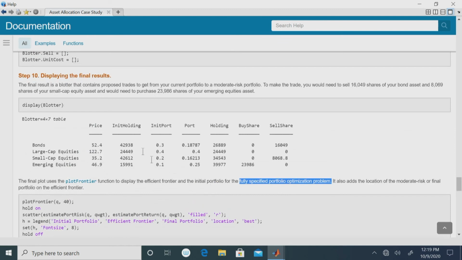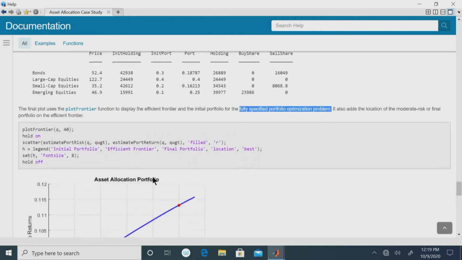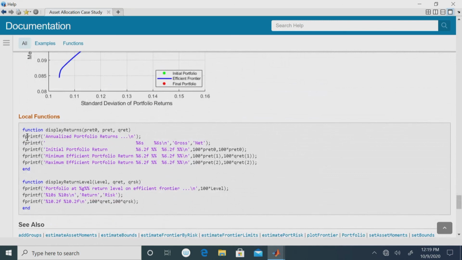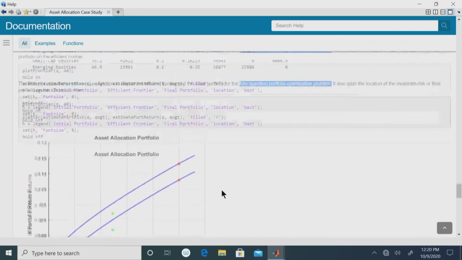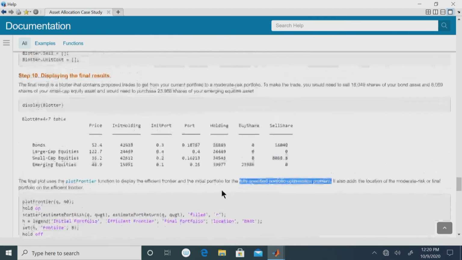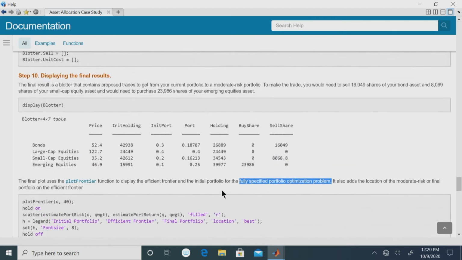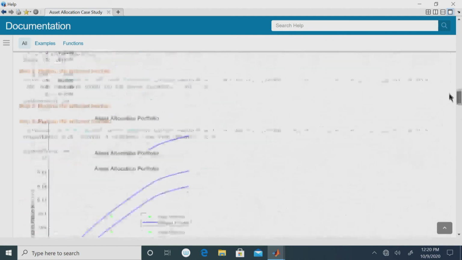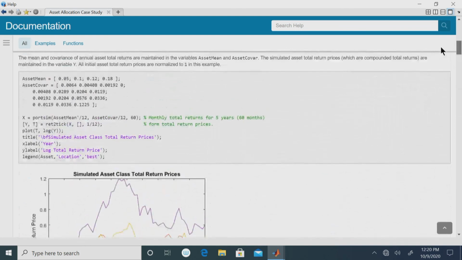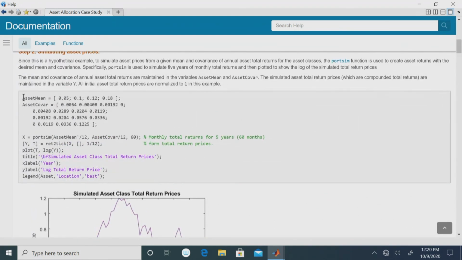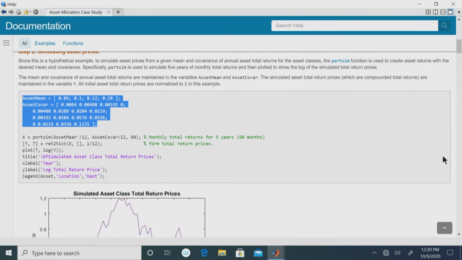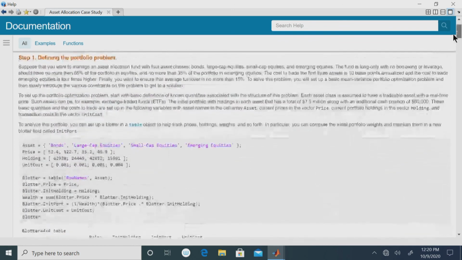Now that we have displayed the final results, you can have some local functions that are specified, such as the function of display returns and the function of display return levels. Essentially, this entire code is enough for you to create your own portfolio, except that right at the beginning you have to separately calculate, using historical data, the asset mean and asset covariance, and input them here. After that, the remaining work is taken care of by the financial toolbox. So, this concludes this lecture.